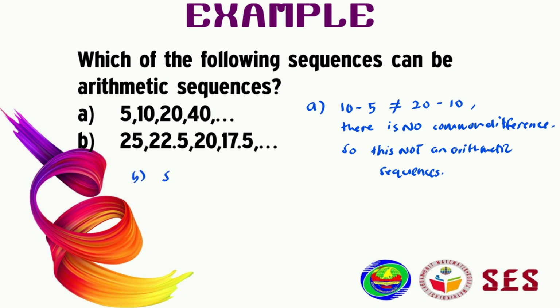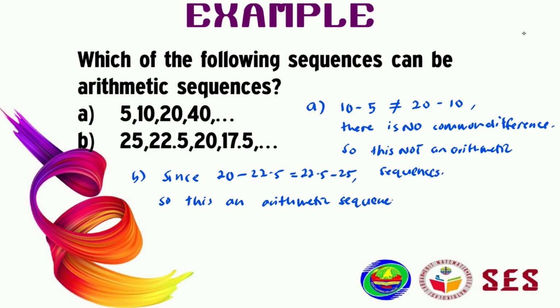So, since we have 20 minus 22.5 is equal to 22.5 minus 25, right? So this is an arithmetic sequence with common difference of negative 2.5.